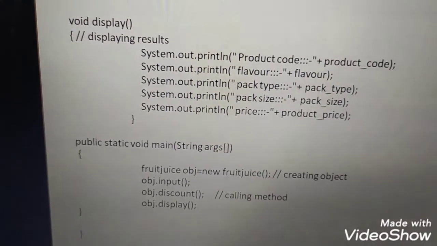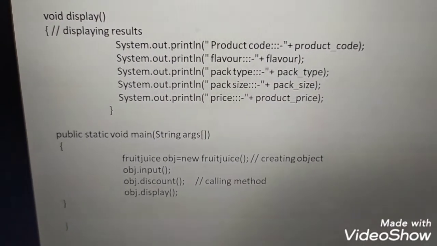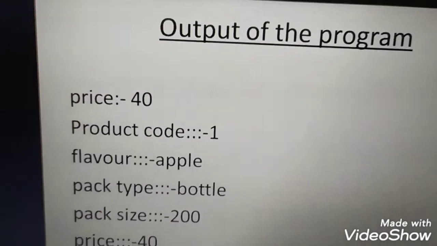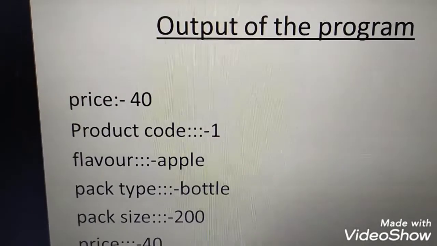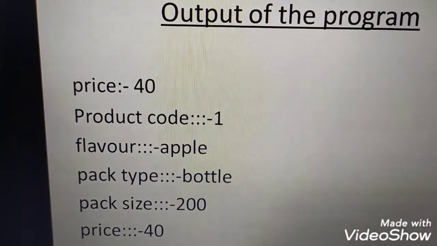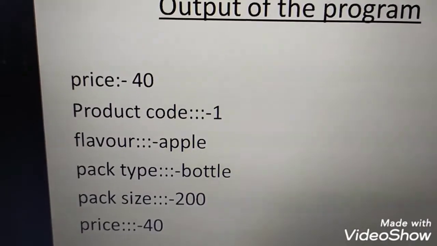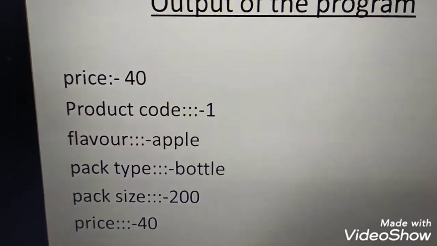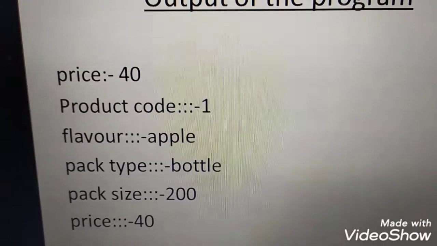Okay. Now this is all about procedure 1. So now how will the output look? You just look here. Output of the program: price is equal to 40, product code is equal to 1, flavor is apple, pack type is bottle, pack size is 200. Price is 40. See, this is the output that will come up.